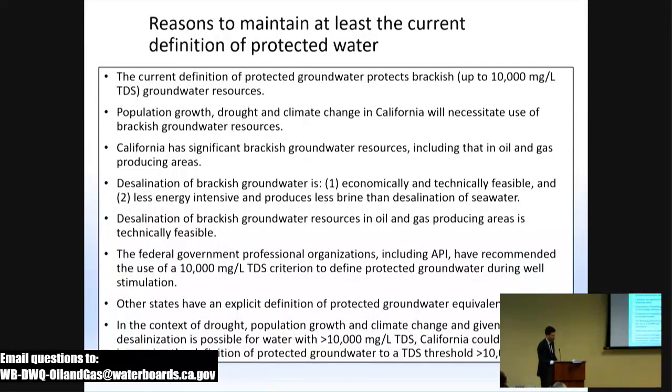The thing that I wanted to add is that in the context of drought, climate change, and increasing population growth that we're expecting in the state, there should be a consideration of raising that TDS criterion to something above 10,000. It's beyond my pay grade, or beyond the resources I have right now, to determine what that ceiling should be. But I do think, okay, Tom says 12 or 15. We can have that conversation at another point, I presume.